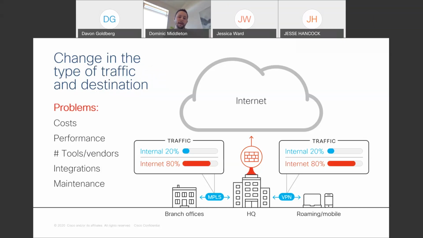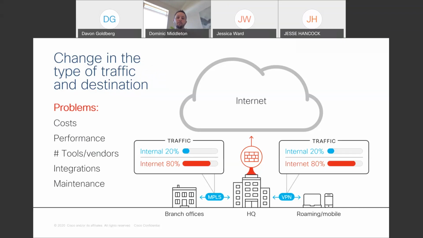Nowadays, that's flipped. Especially in a work from home environment, the majority of traffic that we're seeing leaving the HQ or going back and forth is internet traffic. It's going to business applications. Email, for example, is a big one we talk about. So it's primarily internet based with a little bit of internal traffic now.